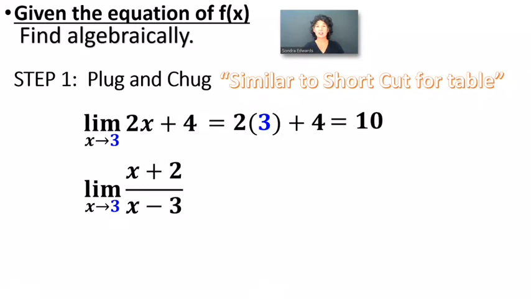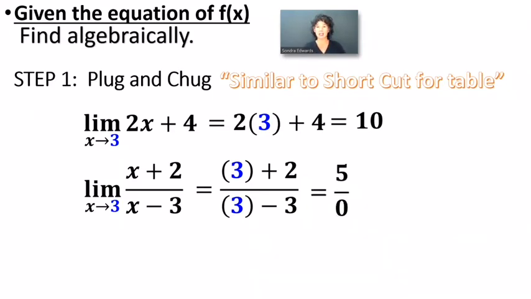Finding this limit, I start with step 1, substituting 3 into the function x plus 2 over x minus 3. I simplify and I end up getting 5 over 0. This is not a real number, but we can say in the algebraic method that if you get a number over 0, then the answer to the limit is does not exist.